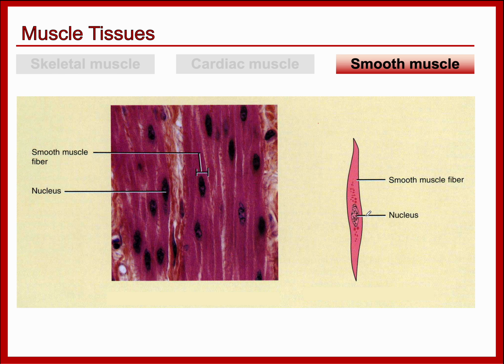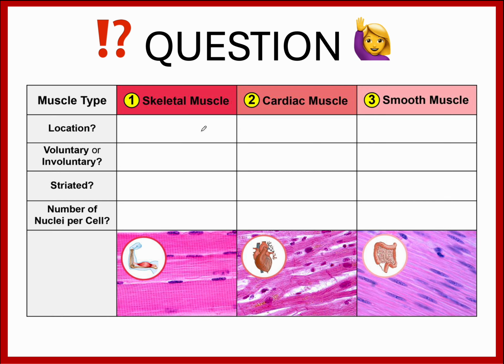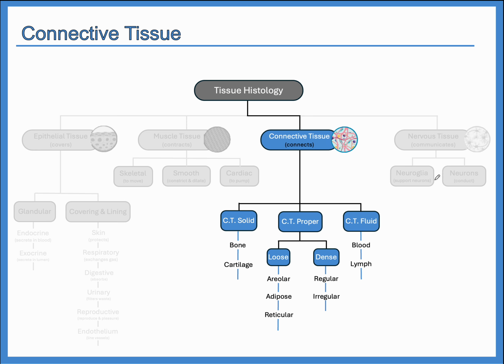Here is our little spindle-shaped smooth muscle cell. And so you have the central nucleus, you have the long spindle shape, and they form these nice little sheets. All right, so that'll be it for the first two topics, and then we'll jump into connective tissue and nervous tissue.